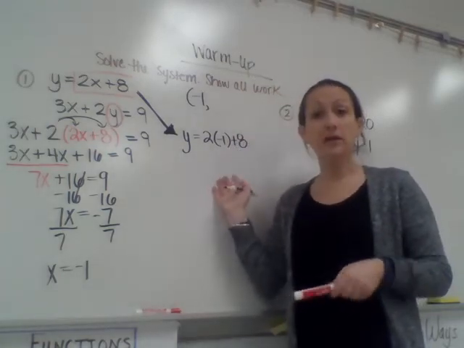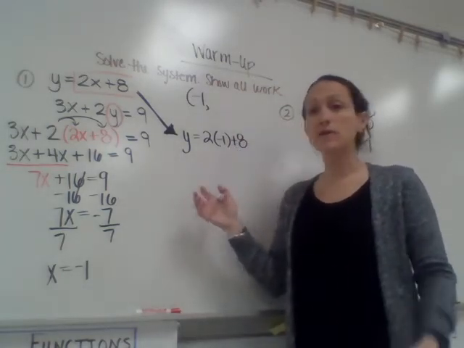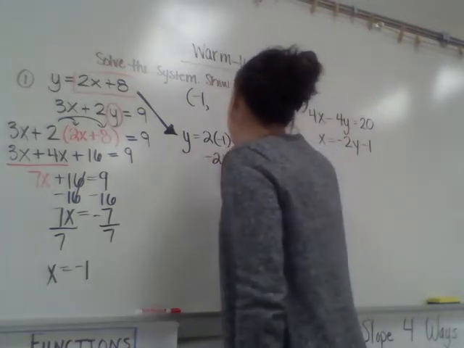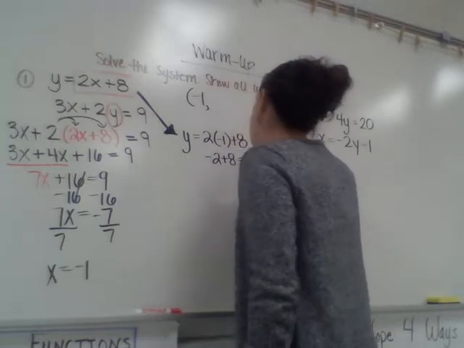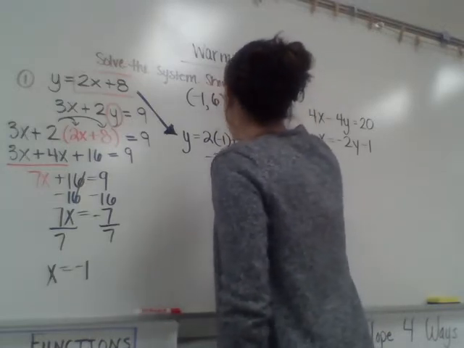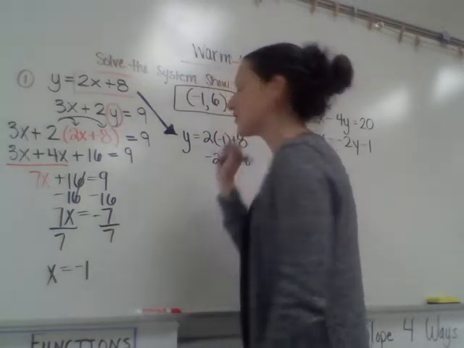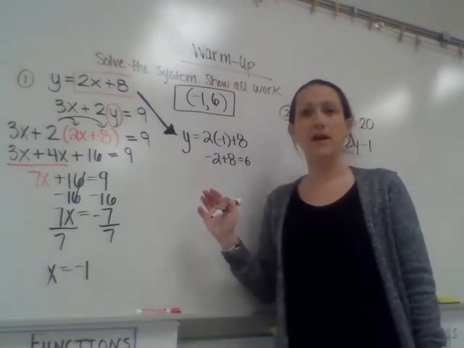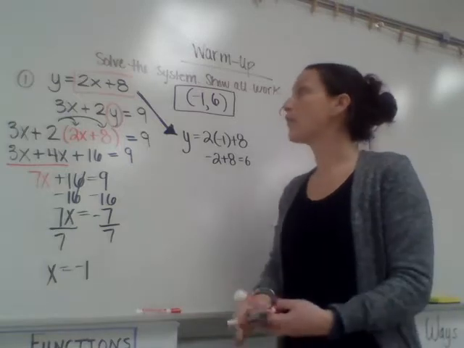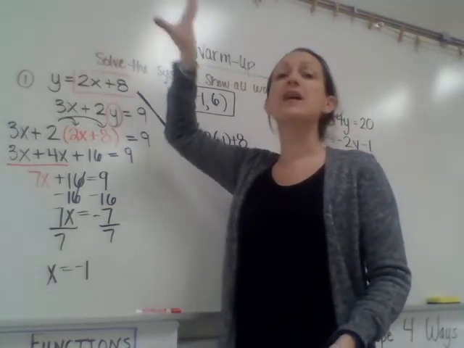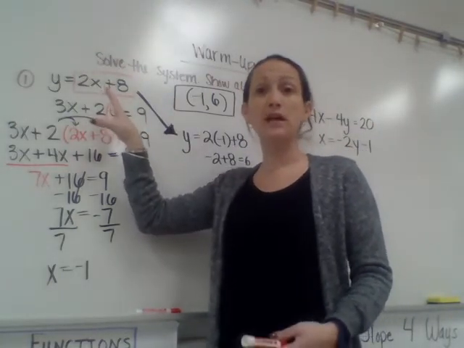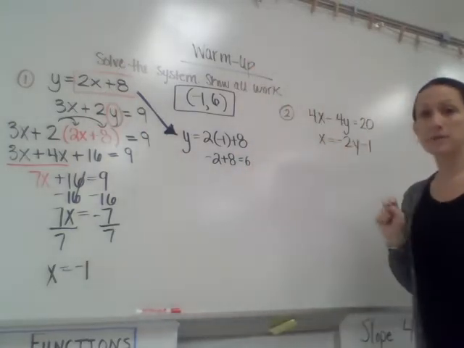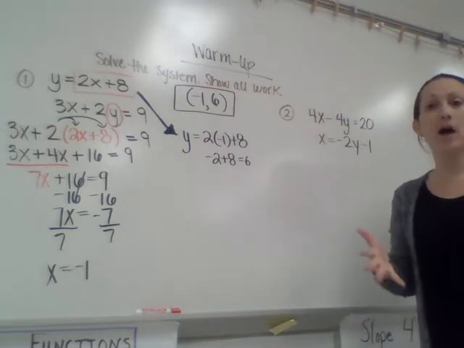I can use my calculator. I can use some mental math, whatever I feel more comfortable with. 2 times negative 1 is negative 2 plus 8 is equal to 6. So 6 is my y coordinate, and my final answer is the point negative 1, 6. Okay, so that's your first example where you have a y equals equation. You substitute it in to your second equation, which is in standard form. Your second problem is a little bit different, but the same concept.